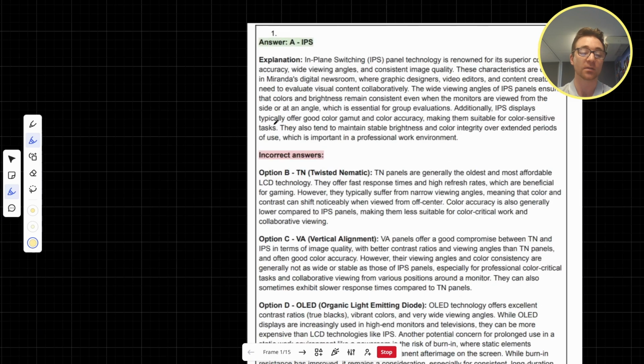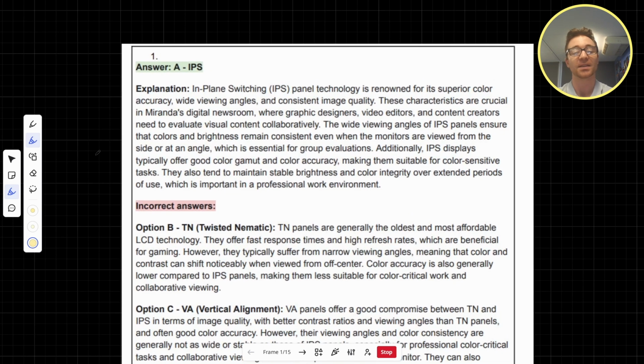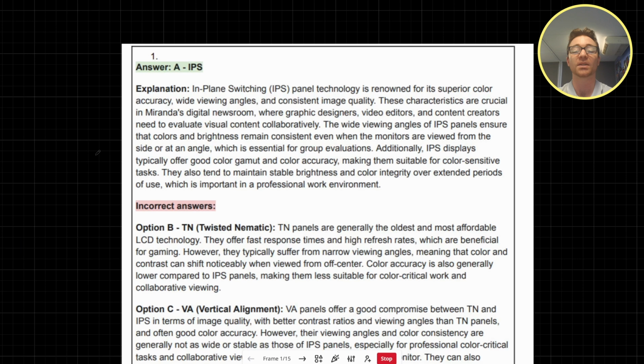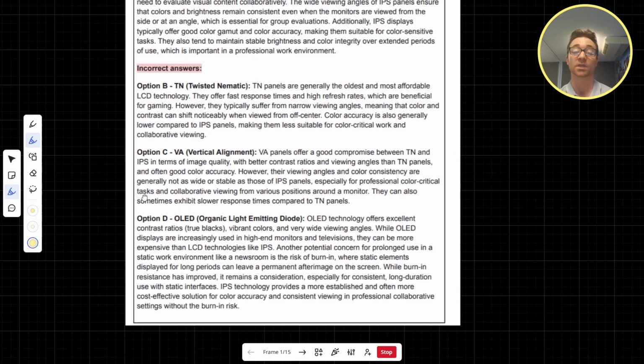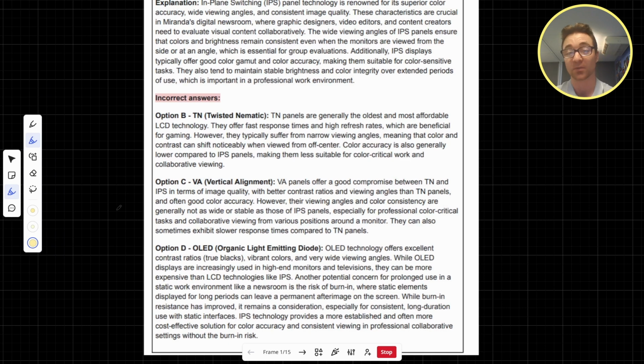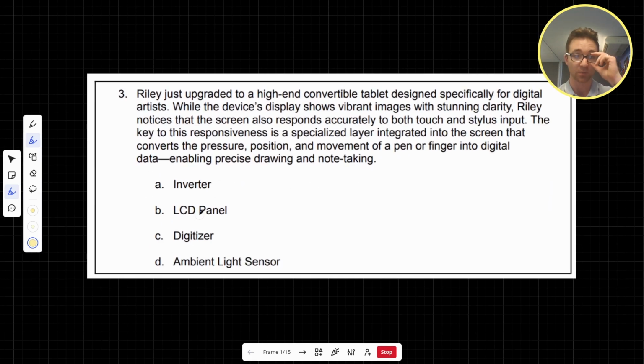Answer in 3, 2, 1. The answer is IPS, guys. In-plane switching is known for its superior color accuracy. The key giveaway there was lots of video editors going on, okay? That should already start to point us towards IPS, and they want that good color accuracy with good viewing angles as well. All right, so those were the giveaways for that one. Have a pause and a read if you didn't get it right and you need a reminder of what the other ones mean. I always try to make my explanations pretty detailed over here.